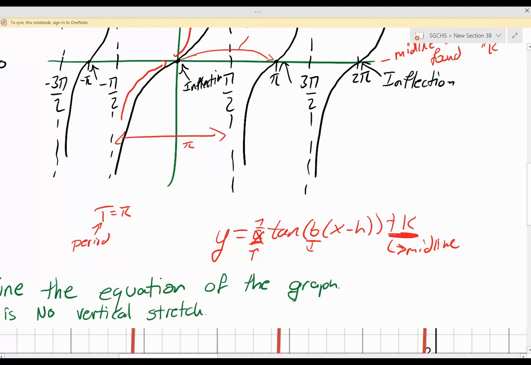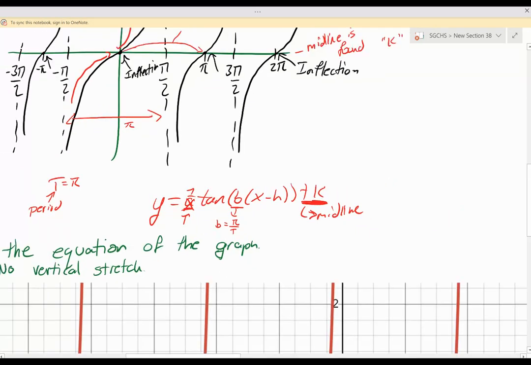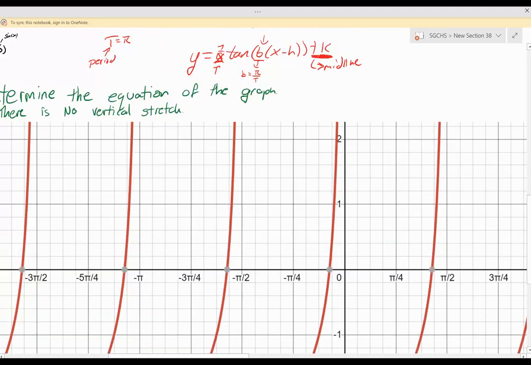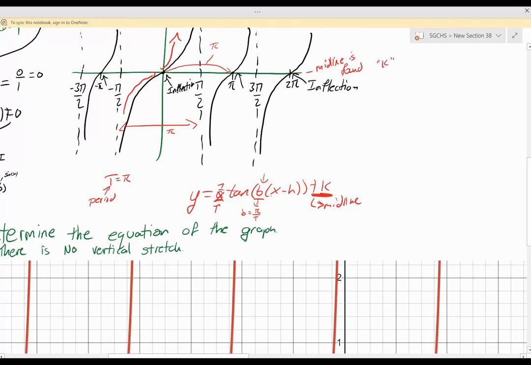Now, b and t are related by an equation, and the equation is very simple. b equals pi over t when you're talking about tan. So we can figure out the inverse of the horizontal stretch by understanding what the period is in our new function. And then lastly, our phase shift, that can be determined in lots of different ways.